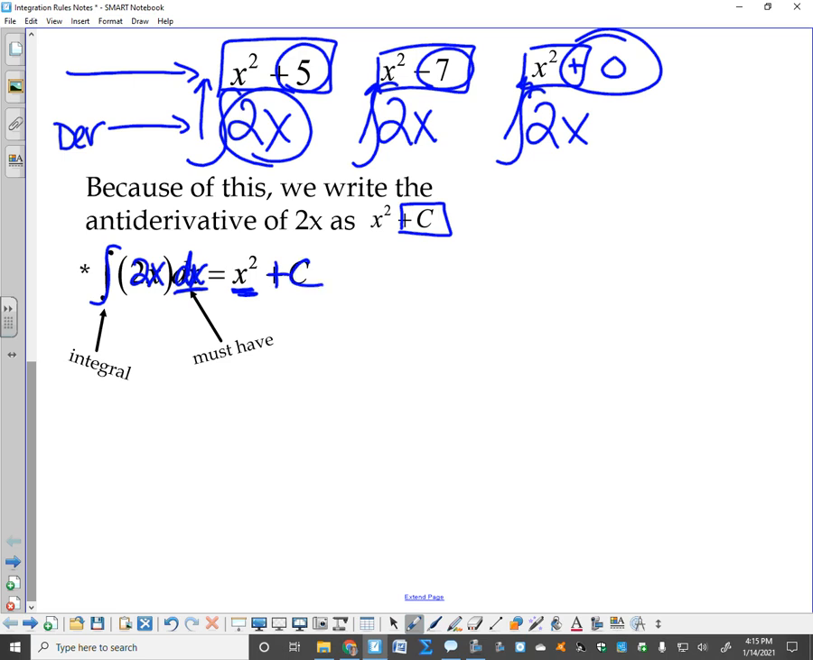Like, I don't know what the original function was that gave me the 2x. I know it had to have an x squared in it, but it could have had any constant at the end of it. So I let that plus c represent any constant at the end of it. So ladies and gentlemen, on every single problem that you do today, at the end of it, you're going to write plus c. Okay? Don't forget your plus c.